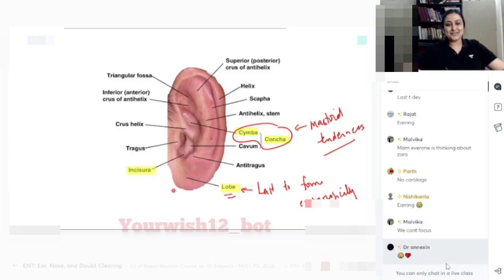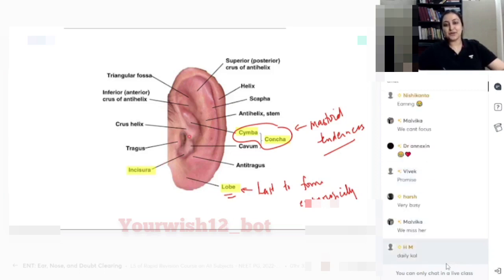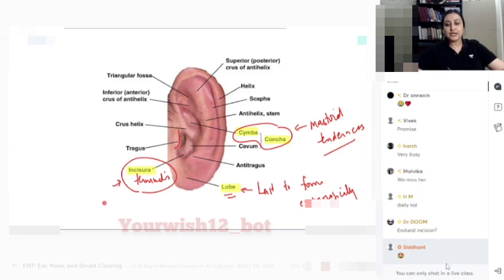Fine. So this is lobe. What is this? Incisura. This is very important. So this is tragus and this is your incisura terminalis. Incisura terminalis का क्या importance है? Good. That here there is no cartilage.